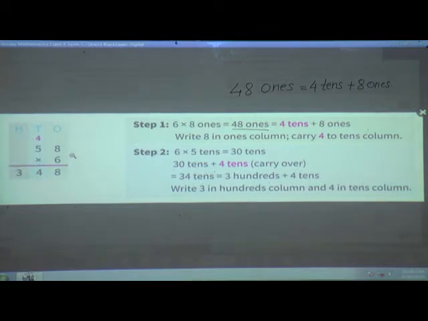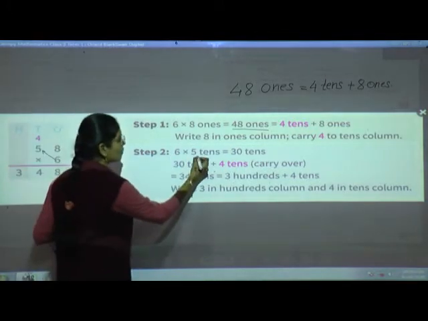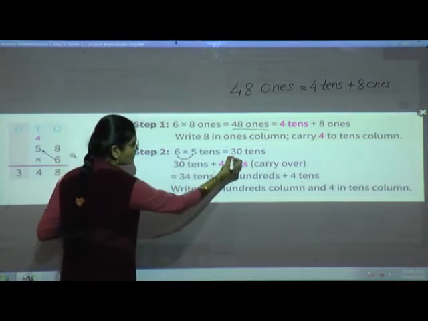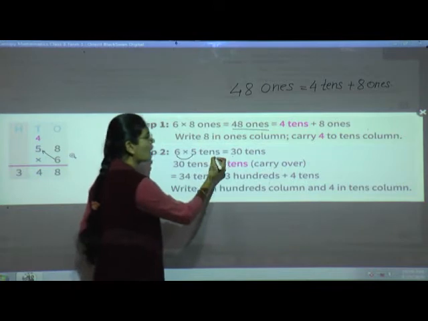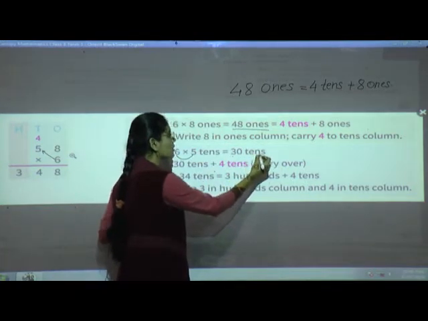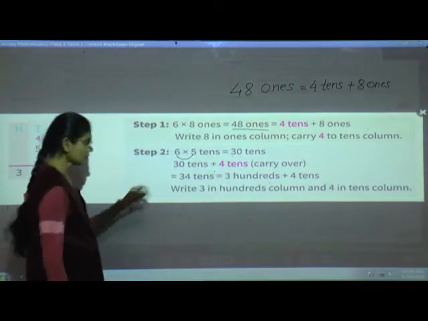Now in the step 2, what we will do? Now we will multiply it by 6. 6 multiplied by 5. Okay, now 6 into 5. See the 5 where it is? It is at 10's place. So 6 into 5 tens. First of all you do the multiplication. 6 into 5 tens. 6 5s are 30. So 6 into 5 tens is equal to 30 tens.